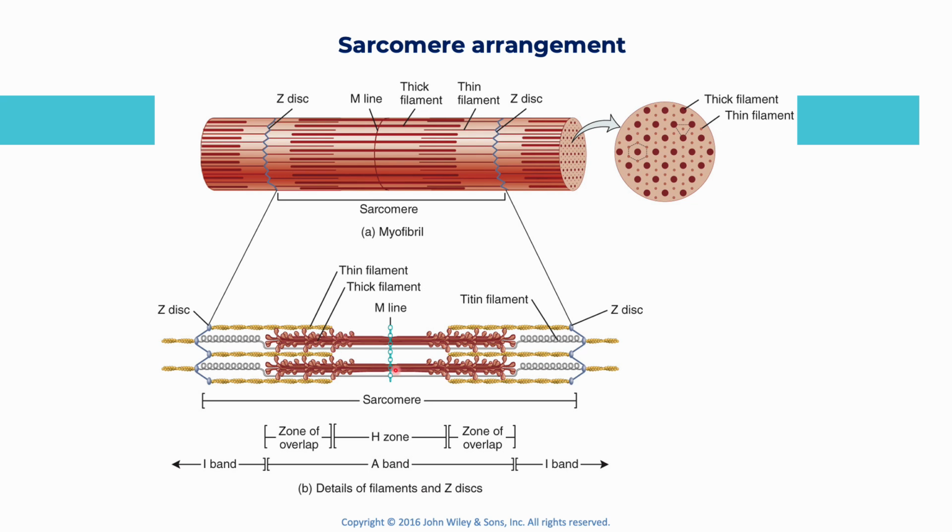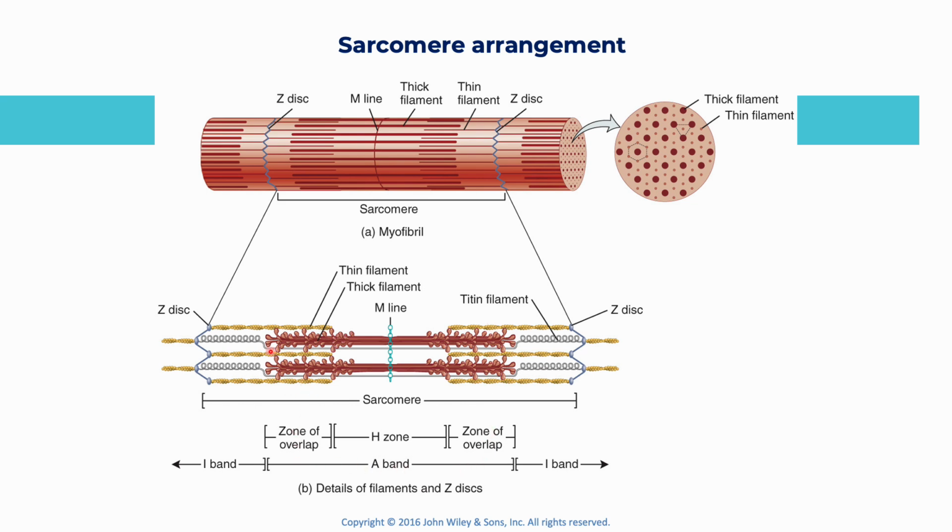Okay? Now, when you look at the area where there's only thick filament present, no thin filament, that is referred to as the H zone. So in the H zone, we only find thick filament. Now, the area where we have thick filament as well as thin filament would be the A band. So in the A band, we have both thick and thin filament.